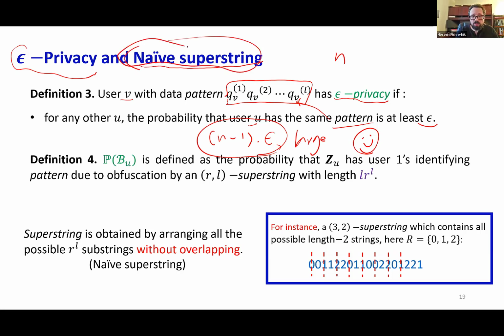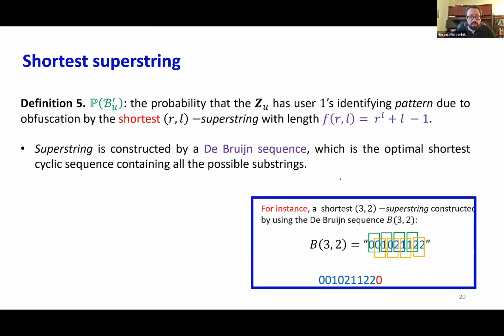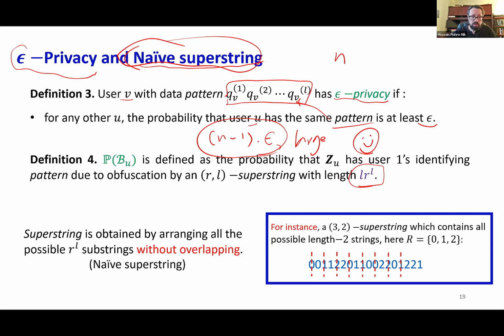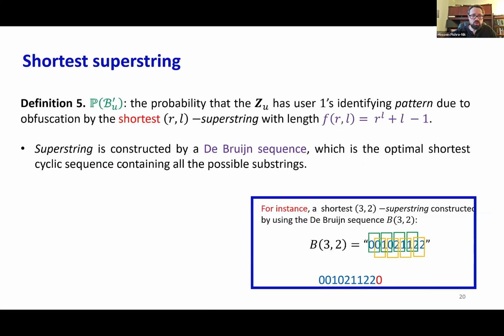Okay, so let's consider the naive superstring. As I said, what kind of privacy can we obtain? The length of the superstring in this case is L times R to the L, and it turns out that we can achieve this bound. This P_V, this is just my epsilon, right? It's the probability that a particular user U has my pattern, and we want to obtain a bound on this probability. We can also easily show the length of the optimal superstring.